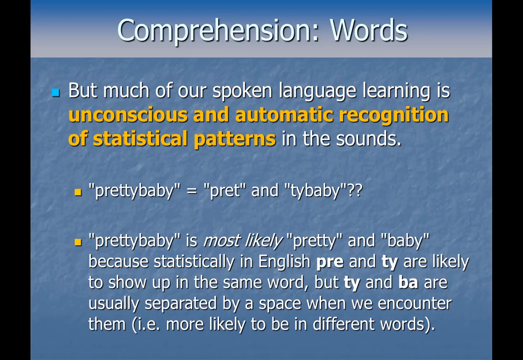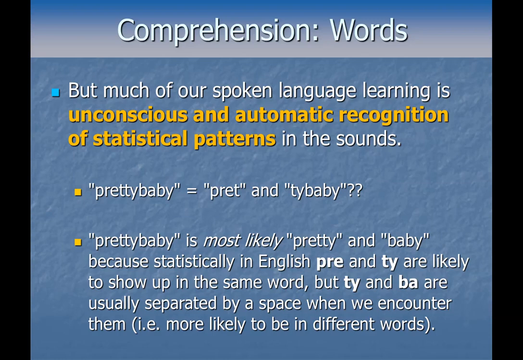That's the kind of thing that developmental psychologists have studied in the realm of psycholinguistics. And what we found is a lot of our spoken language learning is unconscious and automatic. It's just recognition of statistical patterns that the brain has done. I've talked before about the brain being this pattern recognition device, and this is a perfect example of that.